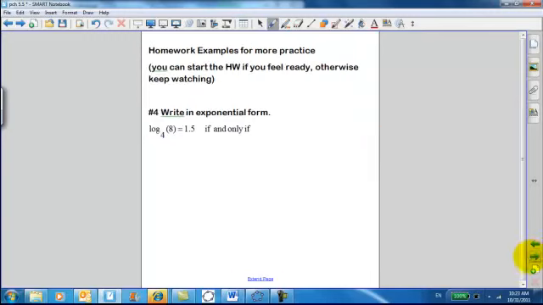All right, at this point, that's it for the notes. You can stop here and start the homework if you want. I'm just going to run through a few more examples if you want a few more examples.